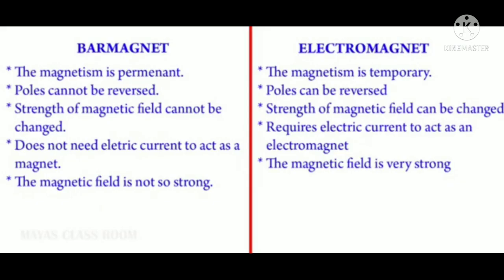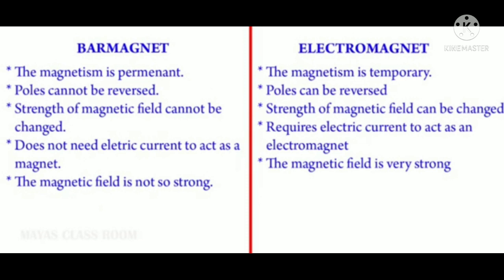Next, what is the difference between a bar magnet and an electromagnet? Bar magnet: the magnetism is permanent, poles cannot be reversed, strength of magnetic field cannot be changed, does not need electric current to act as a magnet. The magnetic field is not so strong.